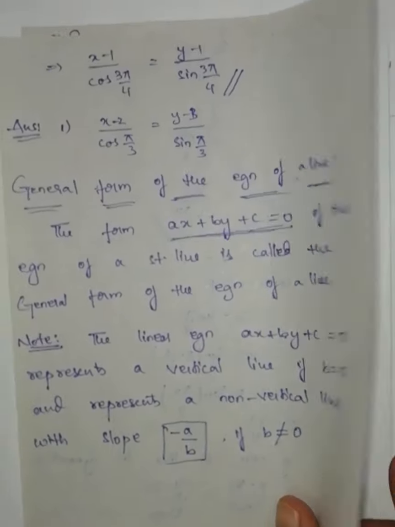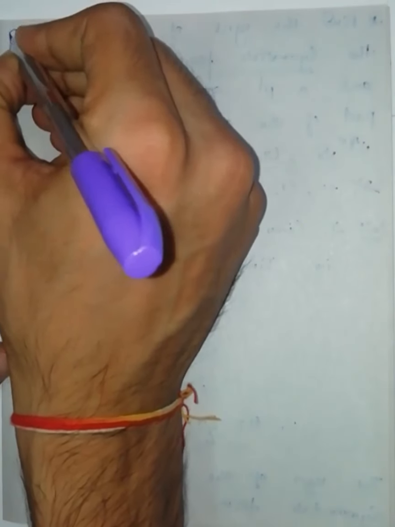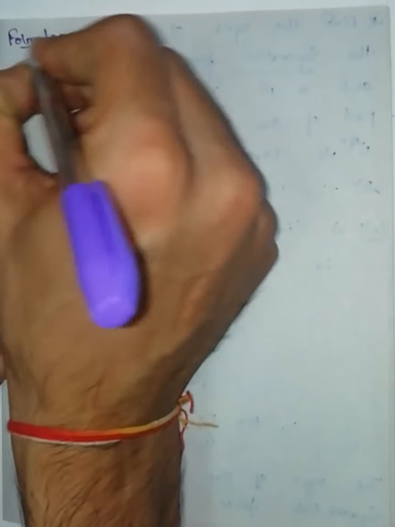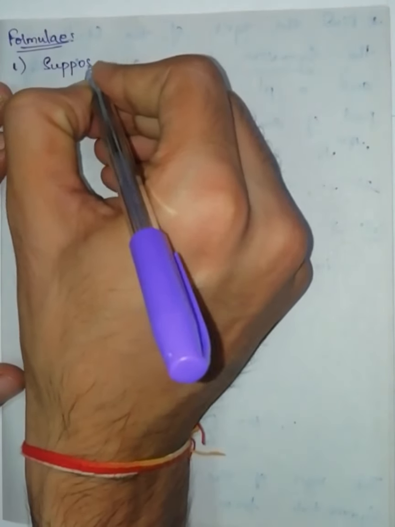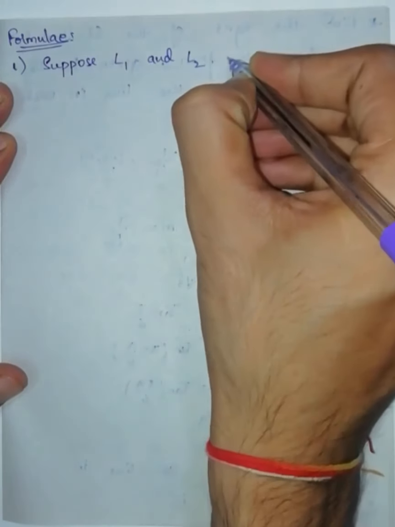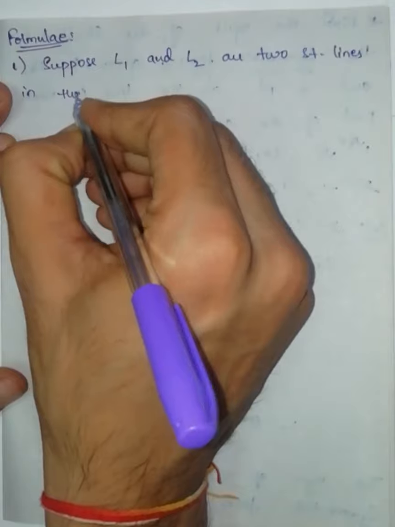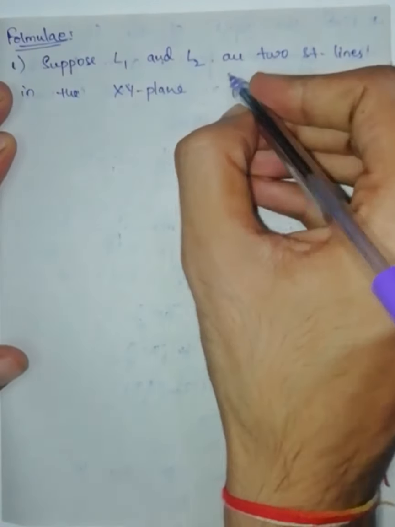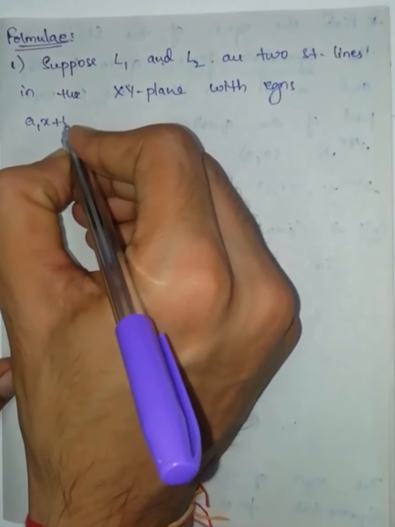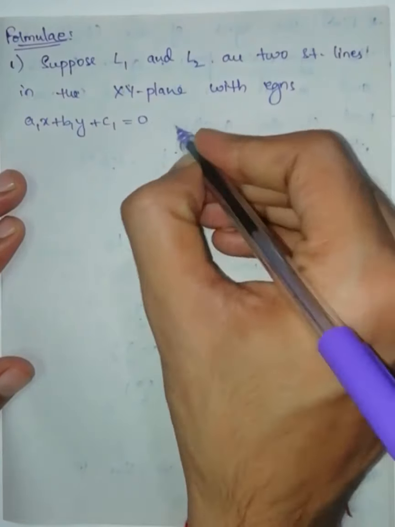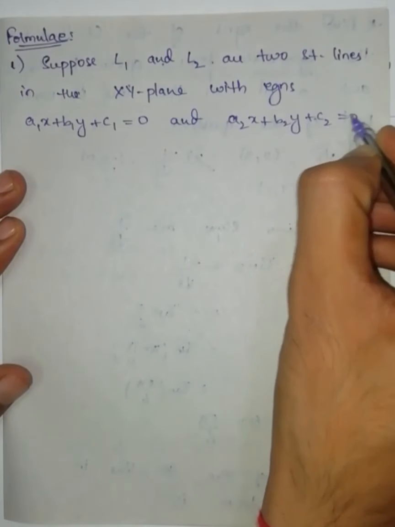Now, formulae. First one. Suppose L1 and L2 are two straight lines in the xy plane, with equations a1x plus b1y plus c1 is equal to 0 and a2x plus b2y plus c2 is equal to 0 respectively.